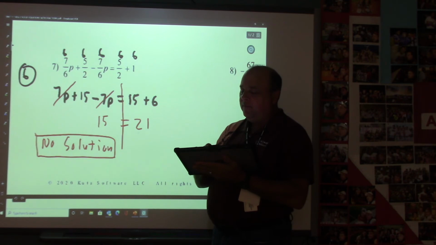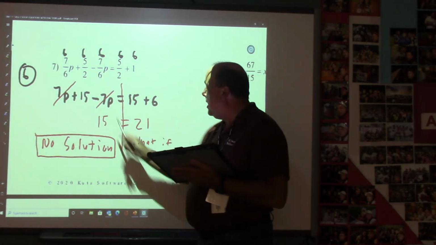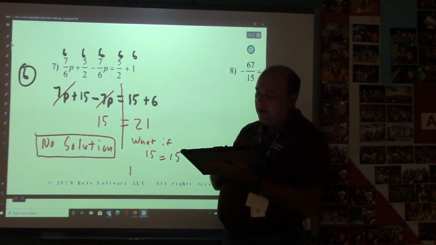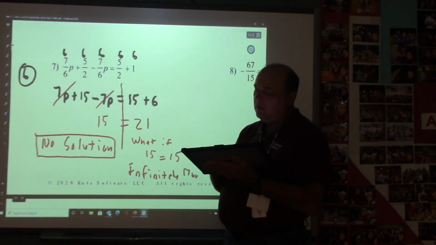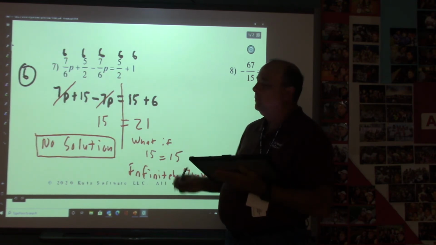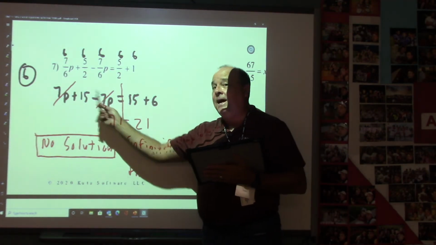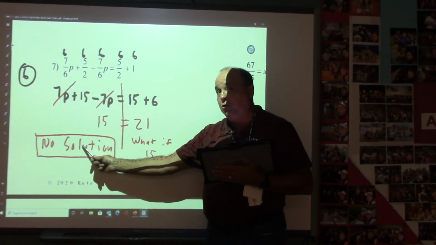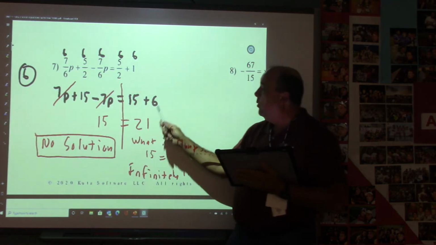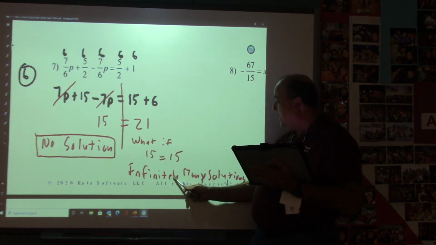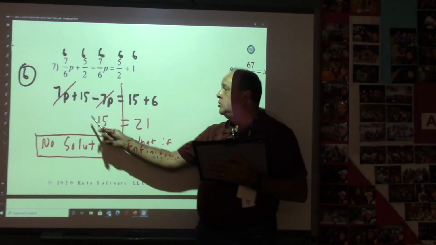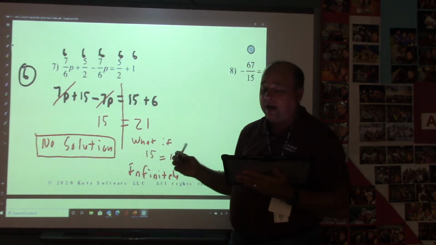Now, what if it turned out being 15 equals 15? If the letter cancels out and both sides are equal, then you write down infinitely many solutions. So if the letter deletes out like this, it's either going to be no solution, if they're not equal, just like this, or, if the left and the right side equal each other, you write down infinitely many solutions.